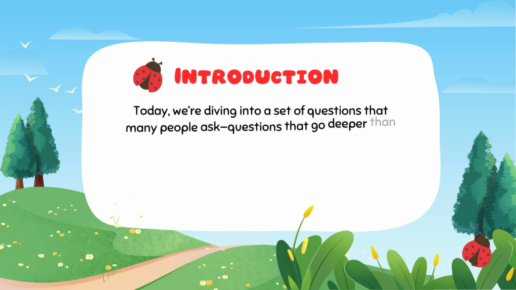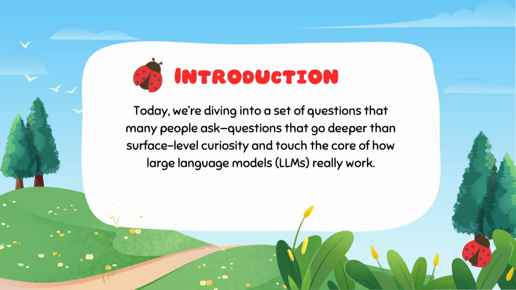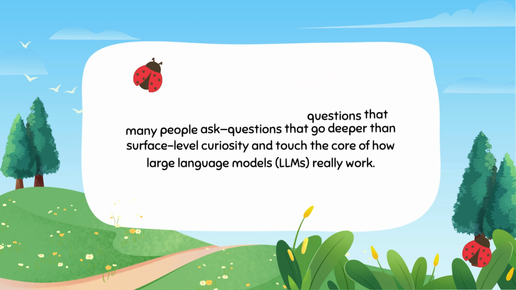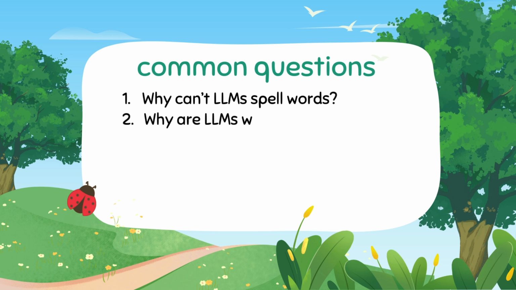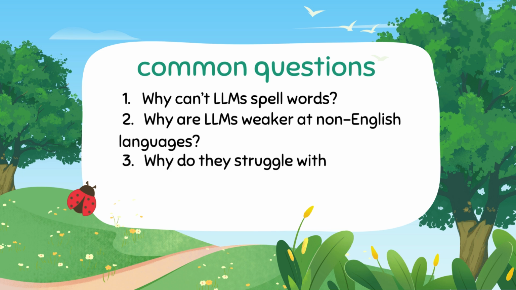Today, we're diving into a set of questions that many people ask. Questions that go deeper than surface-level curiosity and touch the core of how large language models, LLMs, really work. Some of the most common questions include: 1. Why can't LLMs spell words? 2. Why are LLMs weaker at non-English languages? 3. Why do they struggle with simple arithmetic? And more. So let's begin with the first one.